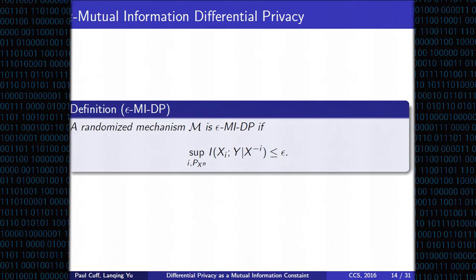We have a distribution on the databases, but we only need that to calculate the mutual information. Then we take the supremum over all distributions, and this supremum removes the dependency on the distribution of the databases. So in this case, as I just said, MIDP is a property of M itself, just like differential privacy is another property of the mechanism itself.